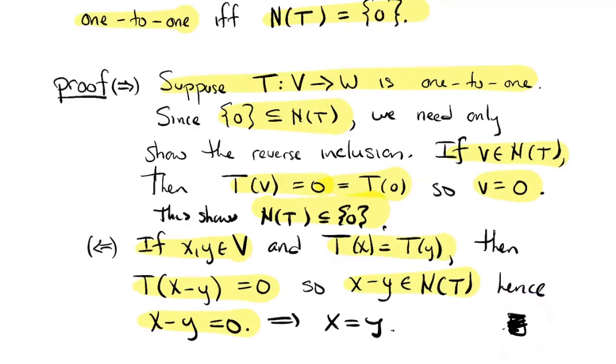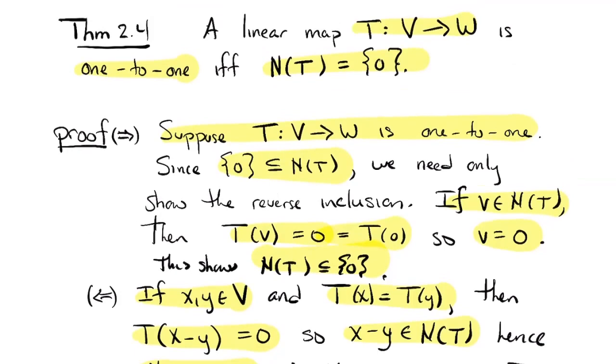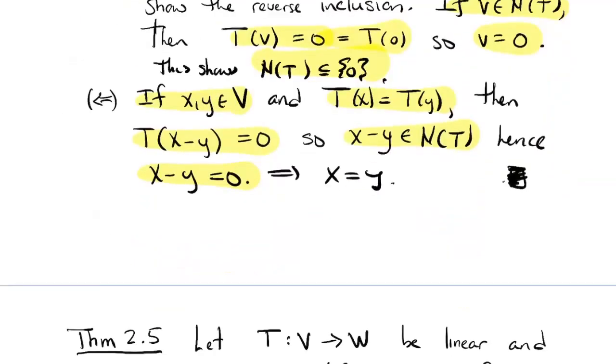Nice. So it's kind of a shortcut. Instead of checking T of x equals T of y implies x equals y, this theorem is saying you can just check if T of x equals 0 implies x equals 0, then it's a one-to-one map. It's a shortcut.